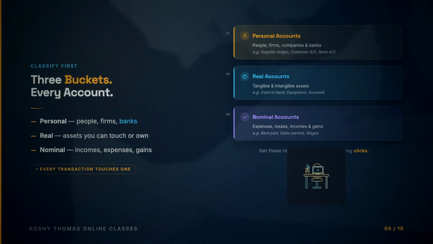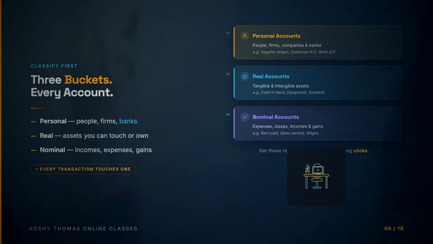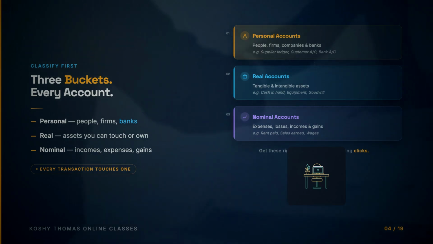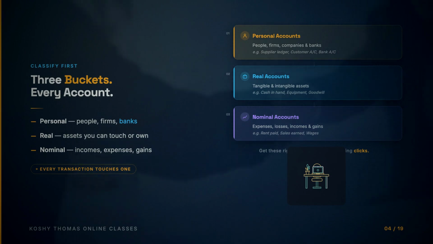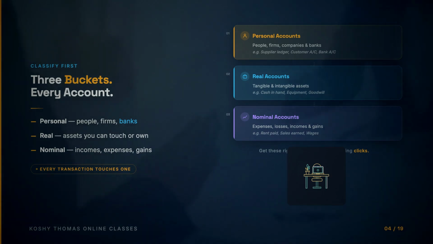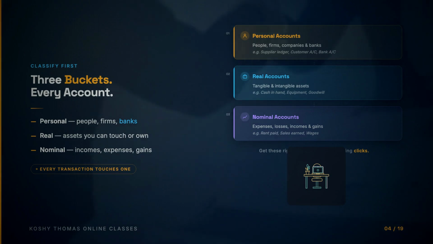So what are the 3 types of accounts? Personal, real, and nominal. Think of it this way: personal accounts belong to people or businesses, like your supplier or your bank. Real accounts are things you can touch, like cash, machinery, or inventory. Nominal accounts are the income and expense lines: rent, salary, sales, revenue. Notice this: every single entry you'll ever make falls into one of these 3 buckets.